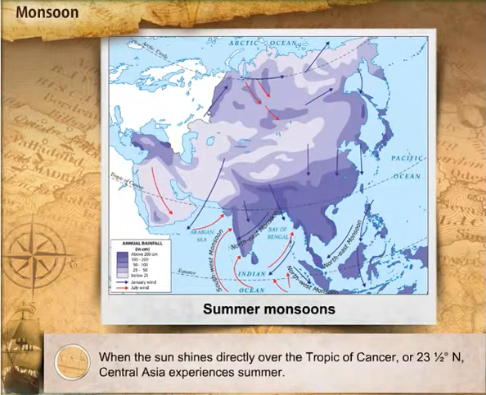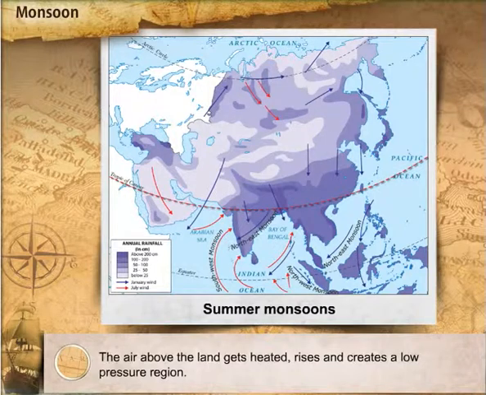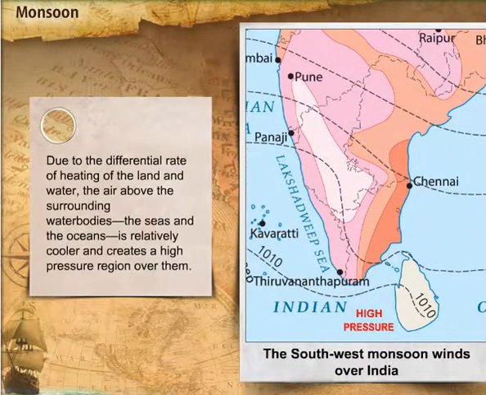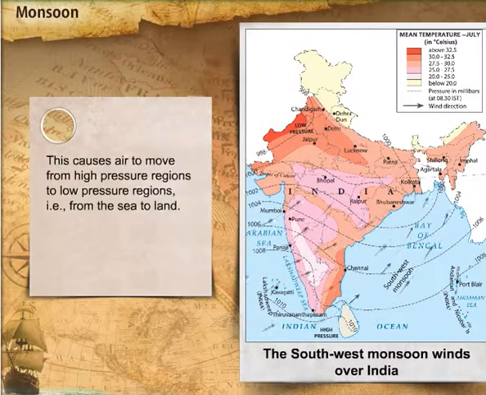When the sun shines directly over the Tropic of Cancer, or 23.5 degrees north, Central Asia experiences summer. The air above the land gets heated, rises, and creates a low-pressure region. Due to the differential rate of heating of the land and water, the air above the surrounding water bodies, the seas and the oceans, is relatively cooler and creates a high-pressure region over them. This causes air to move from high-pressure regions to low-pressure regions, that is, from the sea to land.